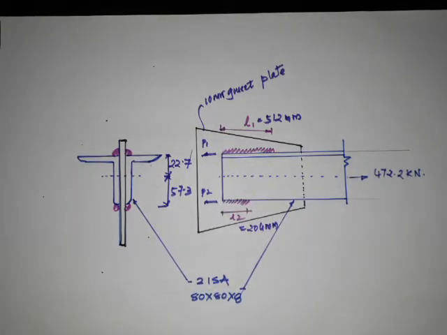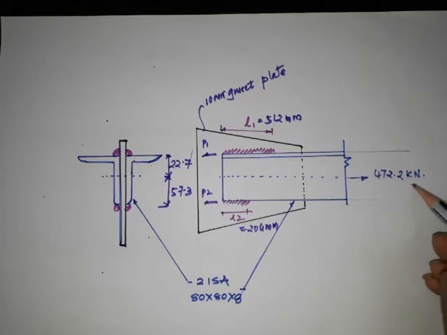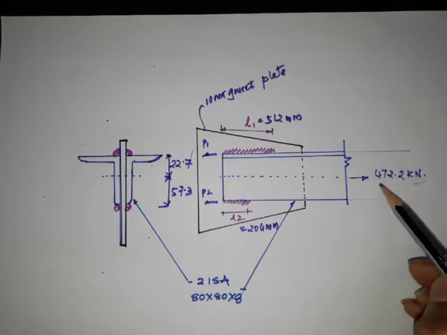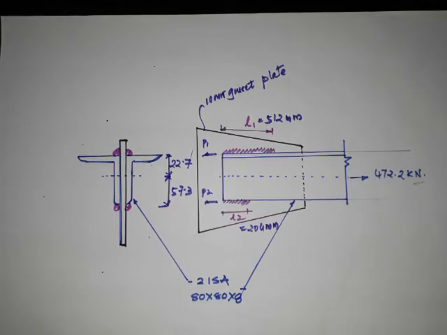The force applied over the member is 472.2 kilonewton, that is a tensile force. We have got the force in the member, compression as well as tension, and the tension force is maximum here. So we have to design the member as a tension member. Later, the same member we have to check for compression, as I told you.